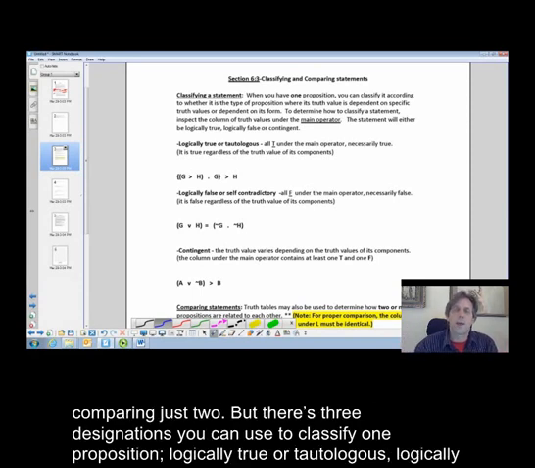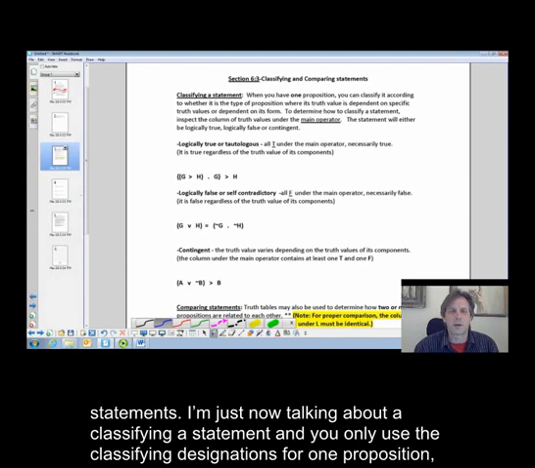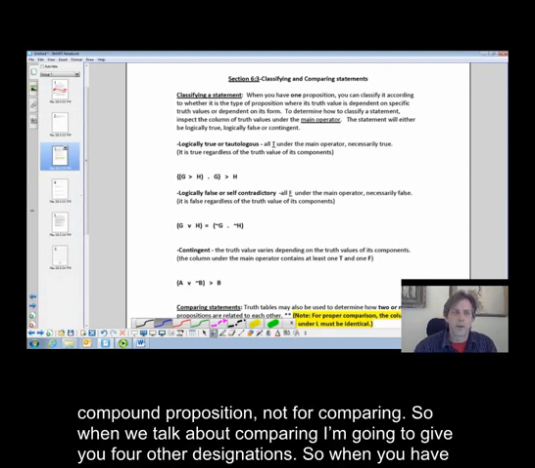comparing just two, okay? But there's three designations you can use to classify one proposition: logically true or tautologous, logically false or self-contradictory, or contingent. Don't confuse those three terms with the four possible designations you can use when you're comparing statements. I'm just now talking about classifying a statement, and you only use the classifying designations for one compound proposition, not for comparing, okay? So when we talk about comparing, I'm going to give you four other designations, okay?